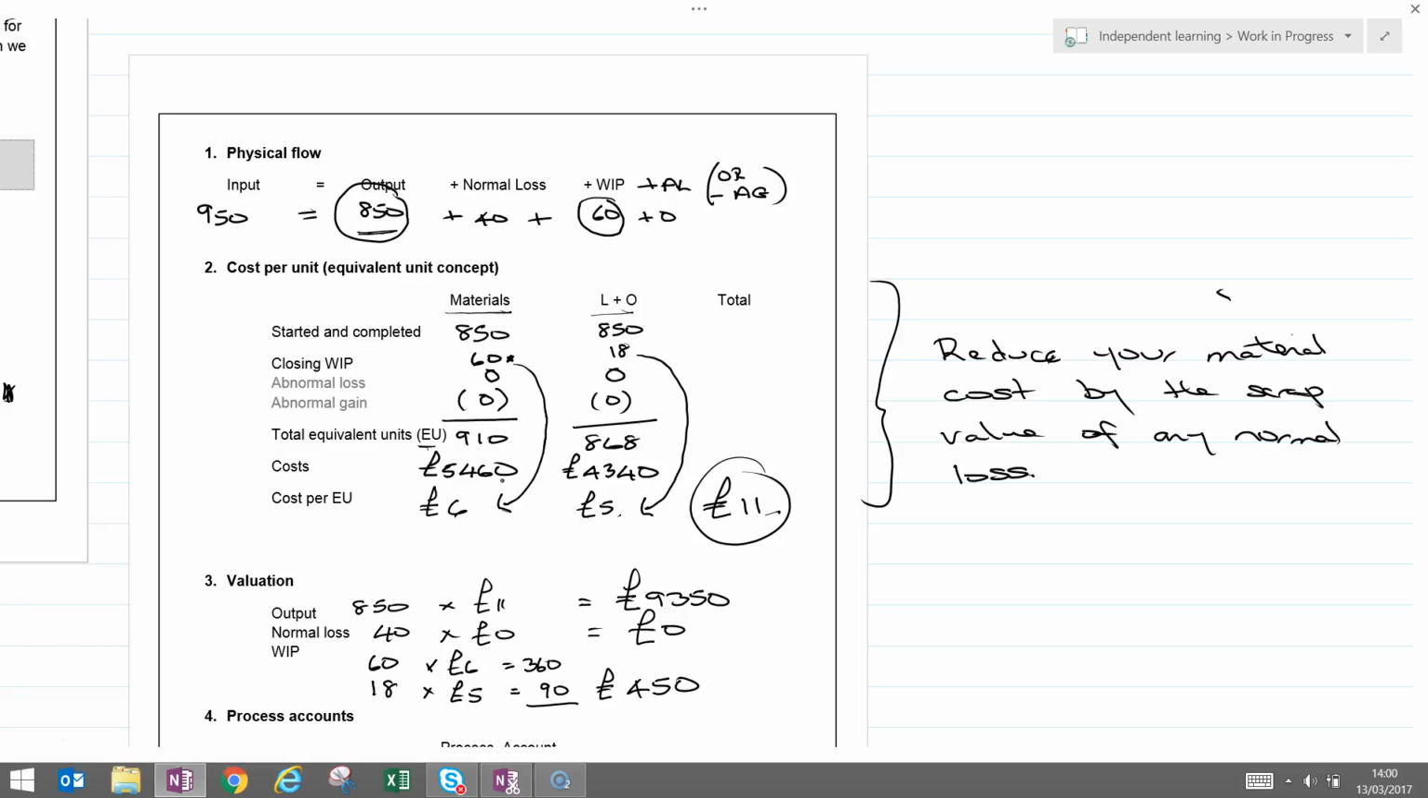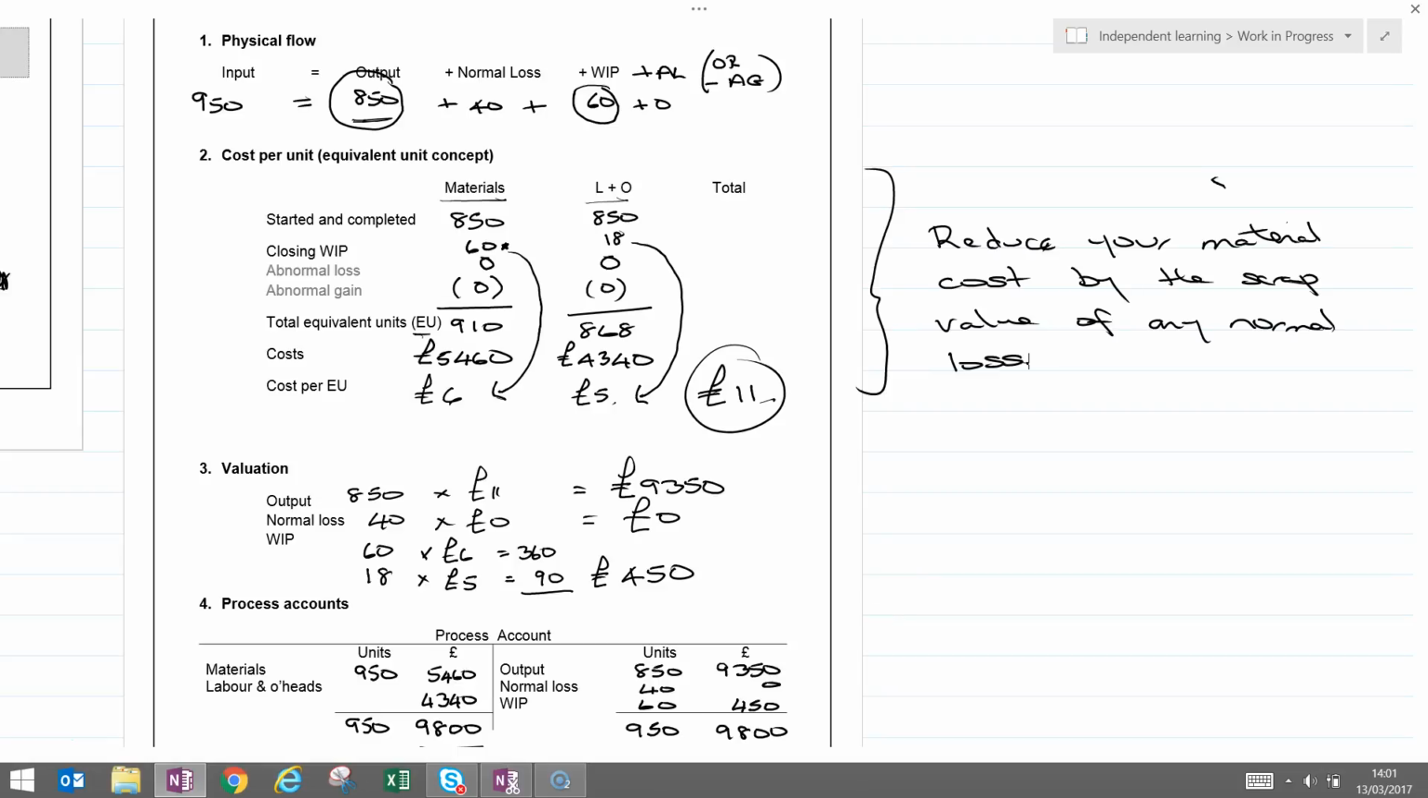If you think about the formula you've used up to now, you have done input costs minus scrap value of normal loss. So that's what we're doing here, but we're just reducing the material. So the material costs minus scrap value of normal loss. And then you would carry on and work out your cost per unit, carry on and do your valuations, and finally your process account. So that's how you deal with a work in progress. And that brings us to the end of this recording.